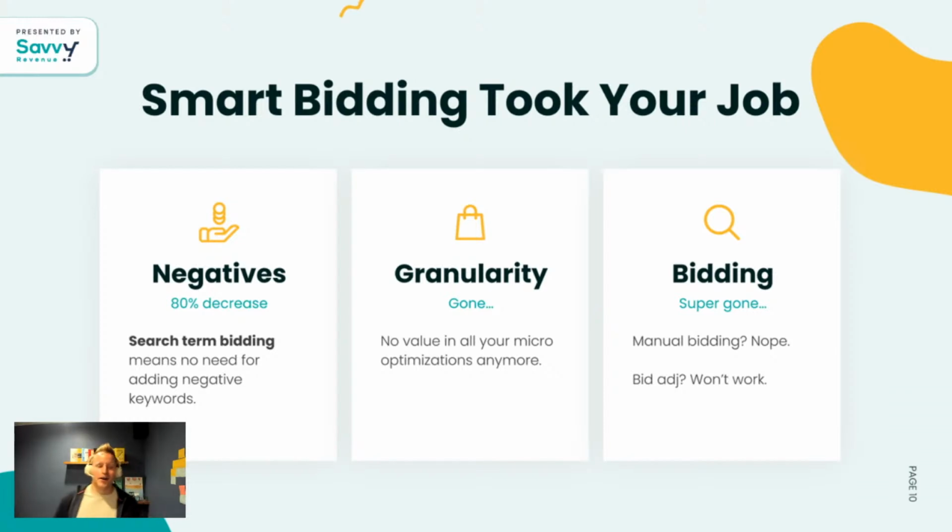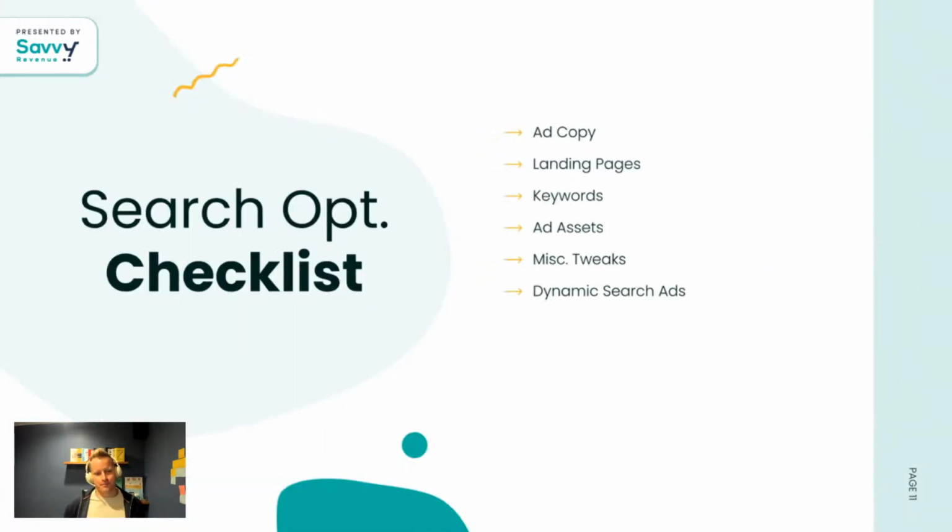Another session on smart bidding and budget management, and stuff like that. So when we get into the core checklist, we have ad copy, we have landing pages, we have keywords, we have ad assets or extensions, we have some minor tweaks, and then we have dynamic search ads, because from a search perspective, I always want to include that.